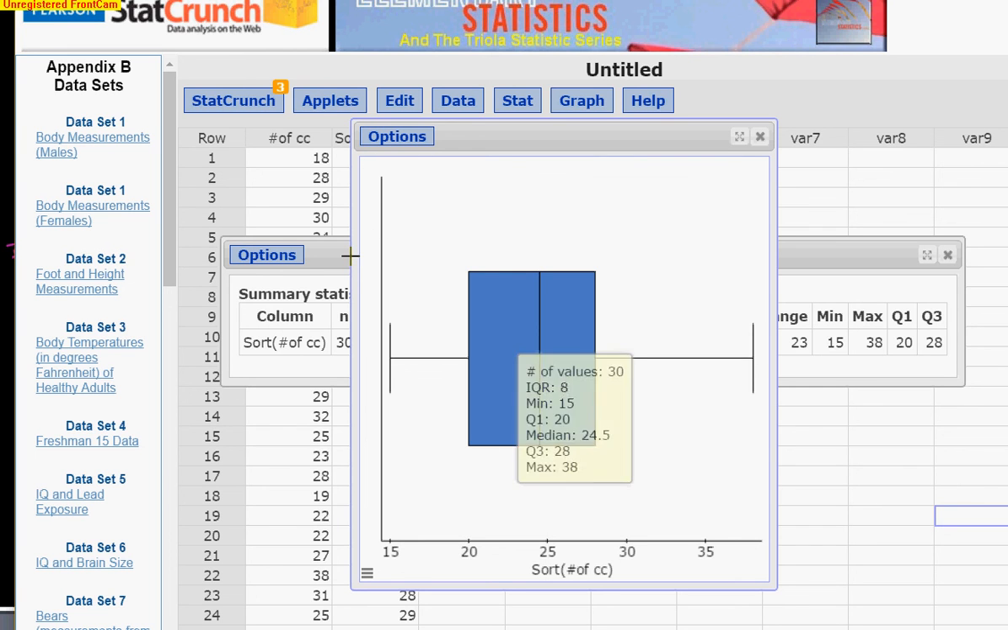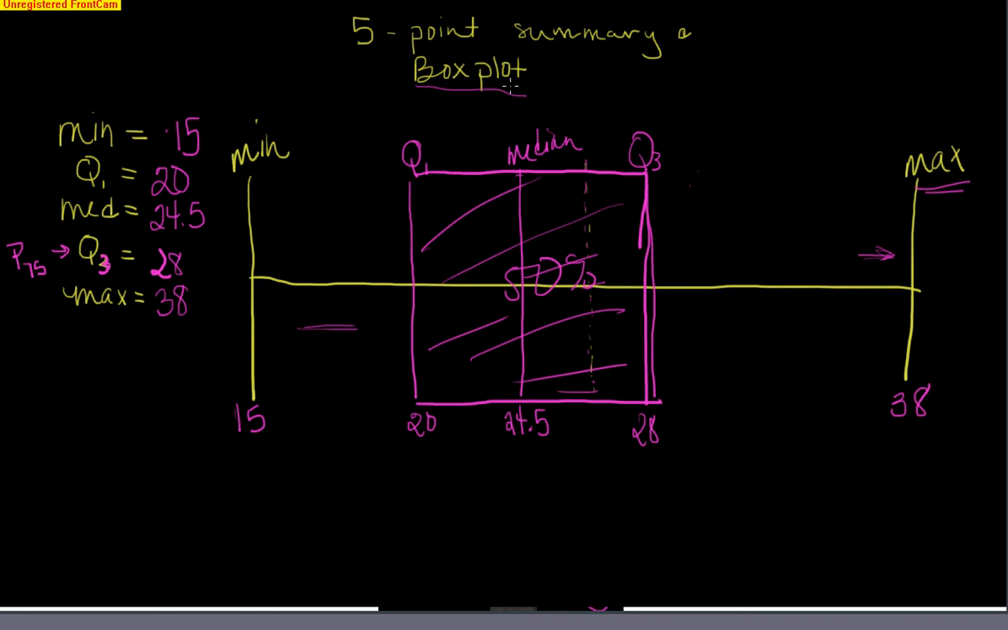The median is not right smack in the center. It's just a visualization. When it says IQR of 8, that's what we call the interquartile range. I did want to talk about that. The interquartile range is the distance from Q1 to Q3. It is the range of Q1 to Q3. So 28 minus 20 is 8. The IQR is equal to 8. That's just an important number. It's that middle 50%.